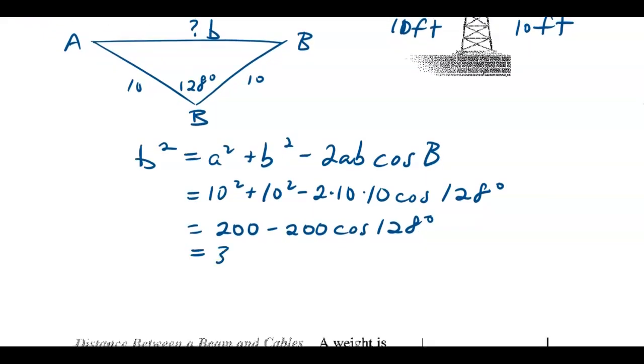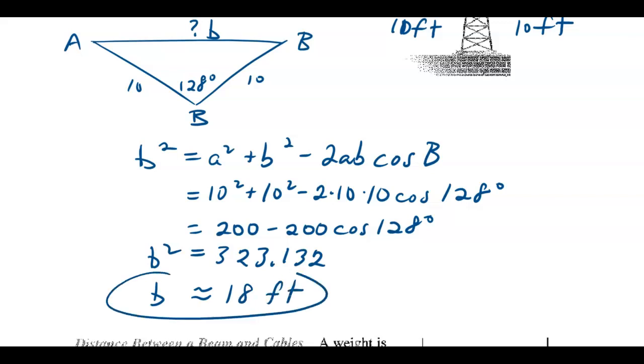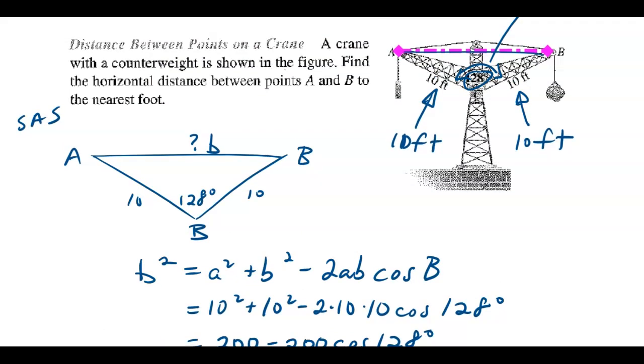And this brings us to about 323.132. And when we take the square root of both sides, we arrive at approximately 18 feet, which is our answer. Which seems reasonable if these side lengths here are each 10 and we've got this angle between them.